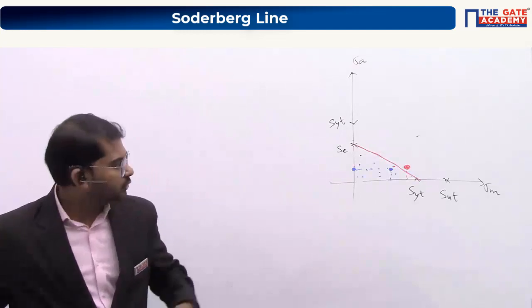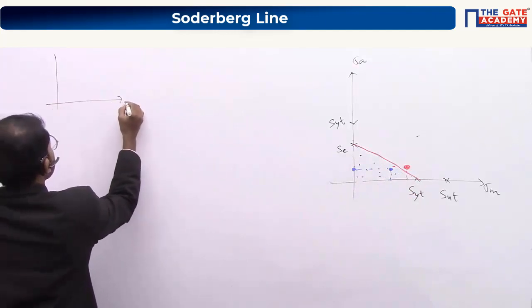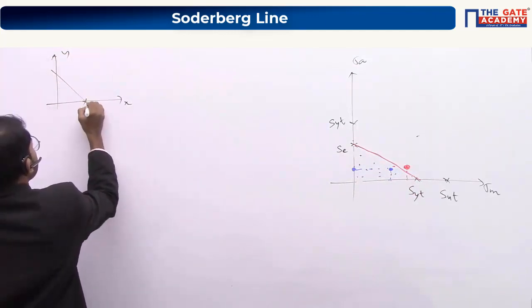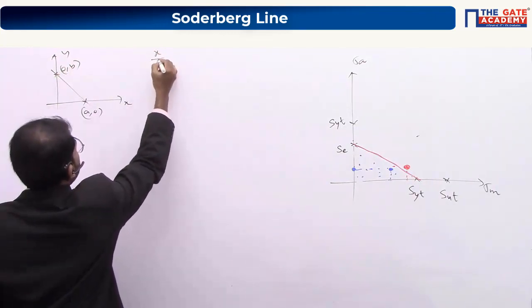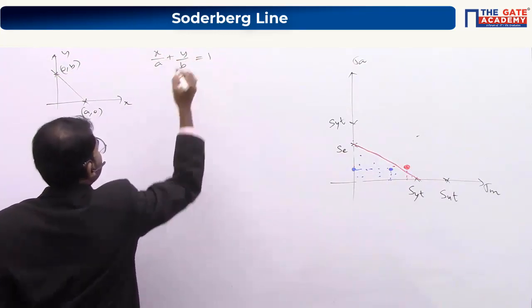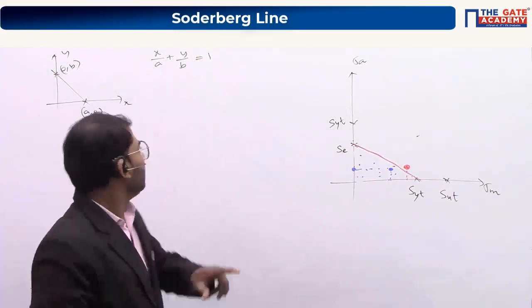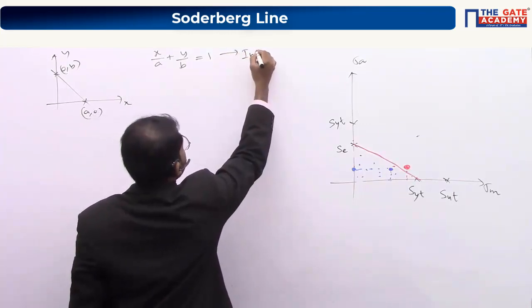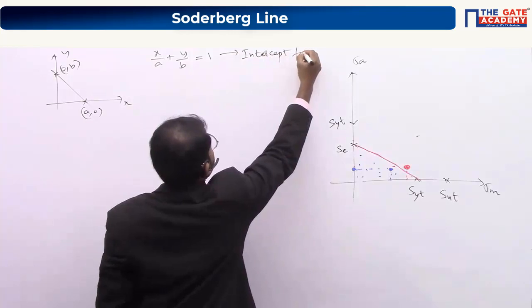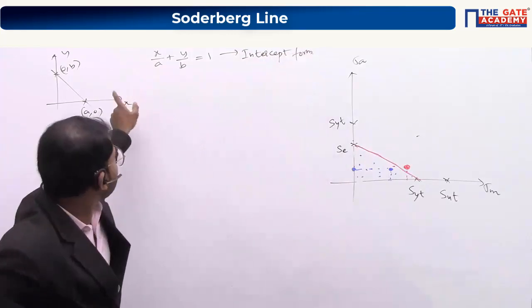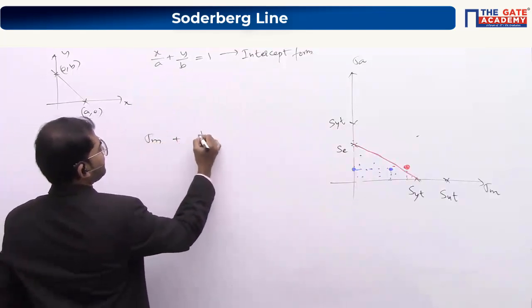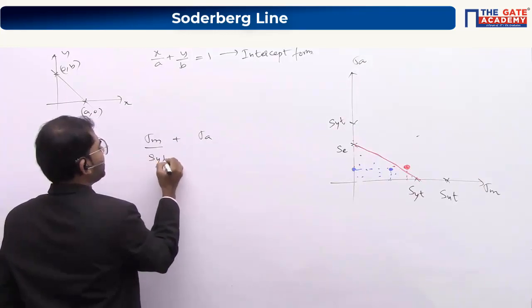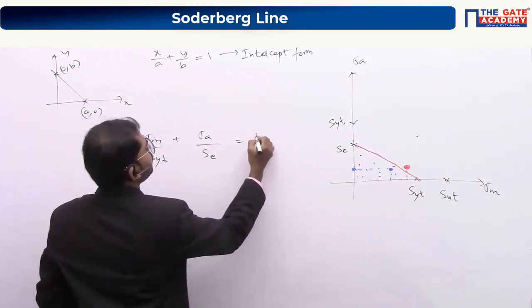Understood? If you would like to know about any point on the line, it is very easy here, because you have a straight line plotted between the x and y axes. Let's assume this intersection is a comma 0 and this intersection is 0 comma b. Then the line is given as x by a plus y by b is equal to 1. I hope you know that the equation of the line in this form is called the intercept form of the straight line equation. Here, if you compare this line with that line, x is sigma mean, y is sigma a, a is SYT, and b is SE, equal to 1.